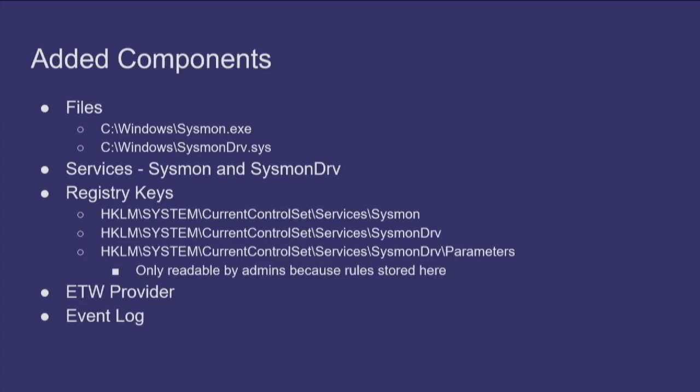Some of the interesting things that we noticed that it installed on a machine were various files that it adds: sysmon.exe and the driver. That's a service, the Sysmon service, the user mode service, and the driver component, which does a lot of the collection. There's the services for Sysmon and the driver. There's all the registry keys associated with the service and the driver. One worth standing out is the parameters registry key, the third one down. That is where the Sysmon configuration file is stored.